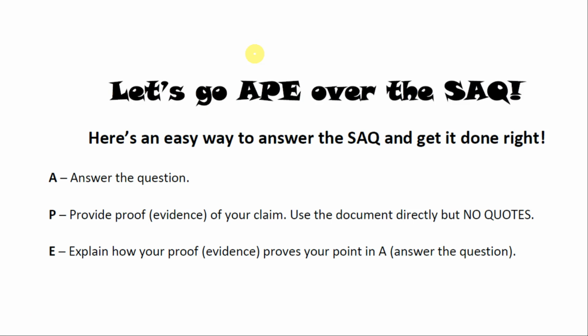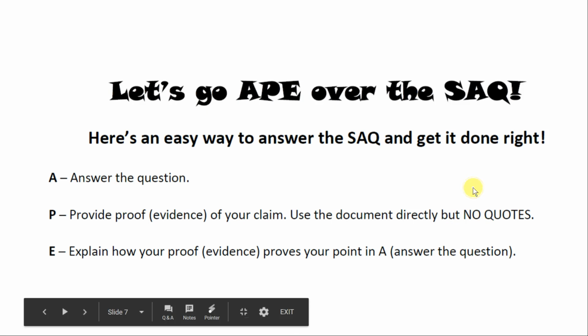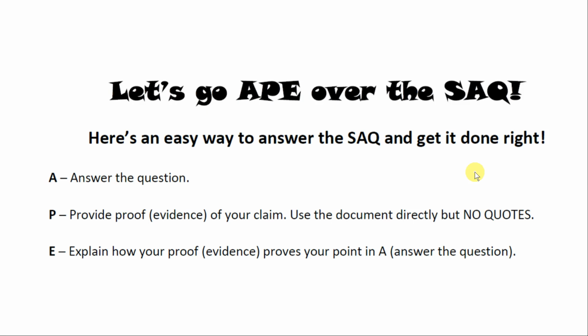And this is very important, this idea of quotes. Never ever use quotes in anything that you do in this class. I'll explain why that is at some other point in time, but never use quotes. Don't use them on the SAQ, don't use them on any essay, do not use them on the DBQ. No quotes. So P, provide proof, that's your evidence. And then E is explain how your proof or your evidence proves your point in A. So you're answering the question: what is your evidence, and how does your evidence prove what you're saying? That's the overall strategy for the SAQ. APE.